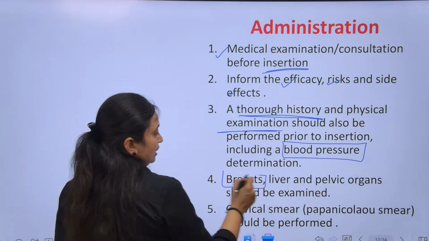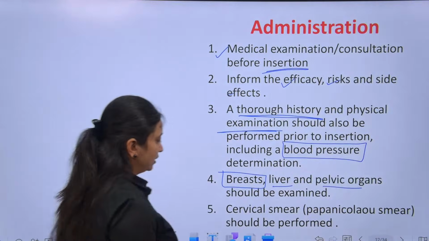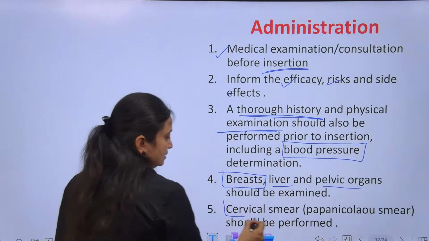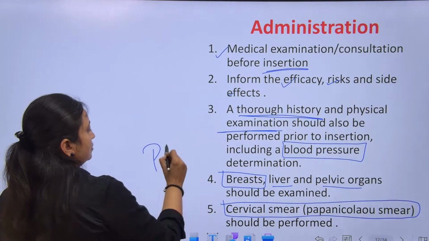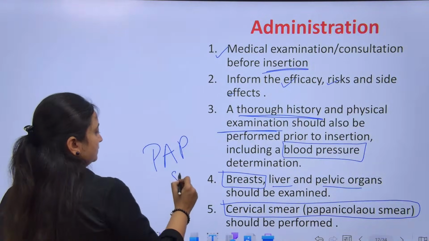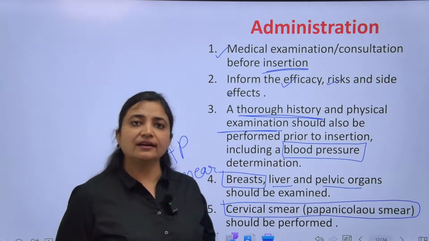Examination of the breast for any sort of tumors, and of the liver and pelvic organs, which we have already talked about. A cervical smear, the pap smear, should be performed. This is also called a pap smear. Go for a pap smear. Why? See, everything is interrelated.